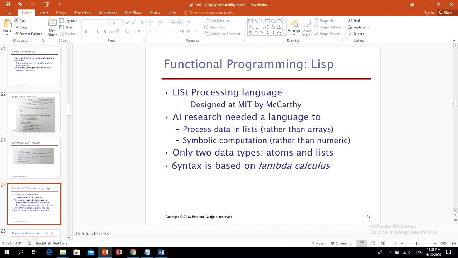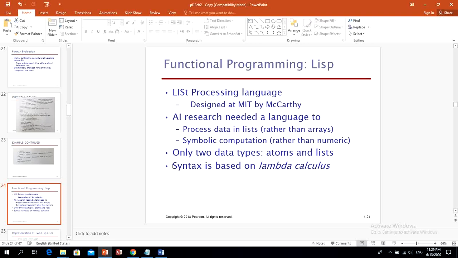Artificial intelligence research needed a language to process data as lists rather than arrays. So they use symbolic computation rather than numeric computation, and they have only two data types: atoms and lists. The syntax is actually based on what they call lambda calculus.